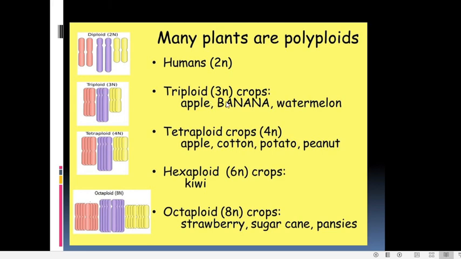And the triploid crops examples are apple, banana, watermelon. Tetraploid crops are apple, cotton, potato, peanut. Hexaploid crops, kiwi. Examples for octaploid crops are strawberry, sugarcane, pansies, etc.